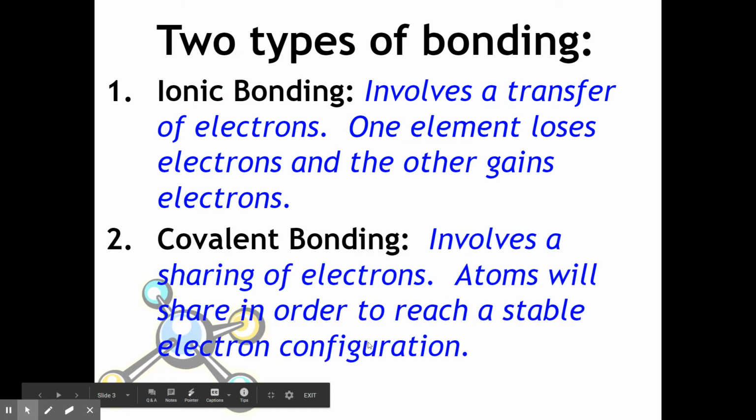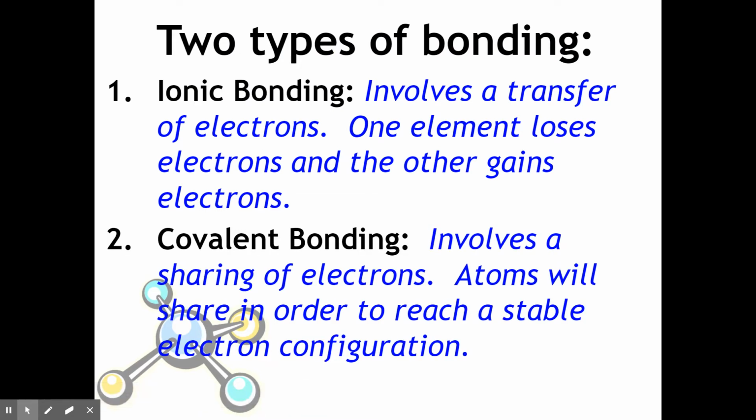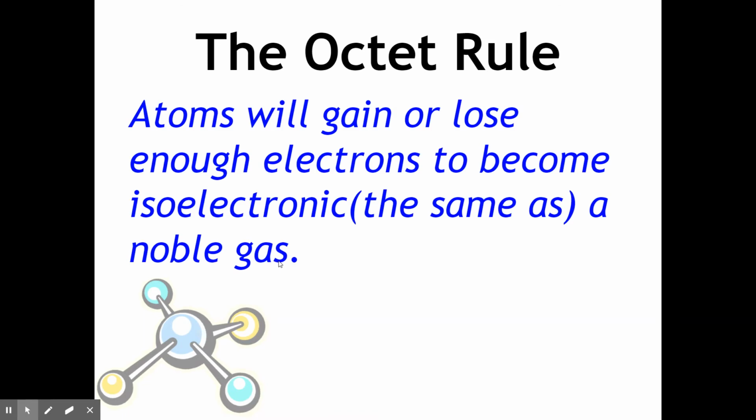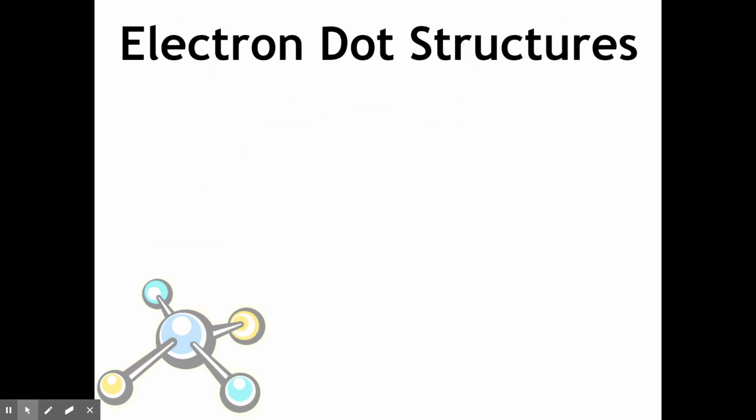There are two types of bonding that occur: ionic bonding, which involves a transfer of electrons. One element loses electrons and the other gains electrons; they actually give their electrons away or accept them. Covalent bonding involves a sharing of electrons. Atoms will share in order to reach a stable electron configuration. The octet rule states that atoms will gain or lose enough electrons to become isoelectronic, or the same as a noble gas.